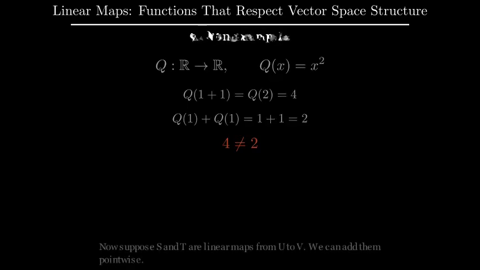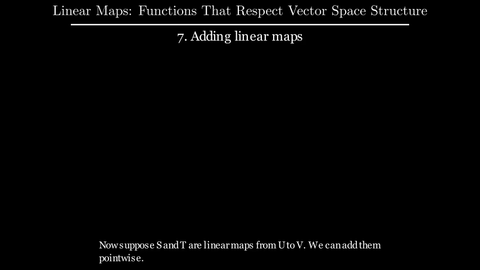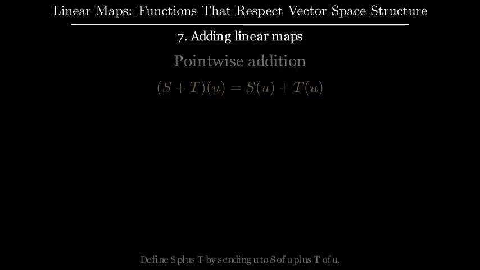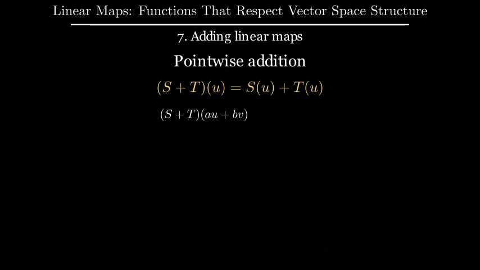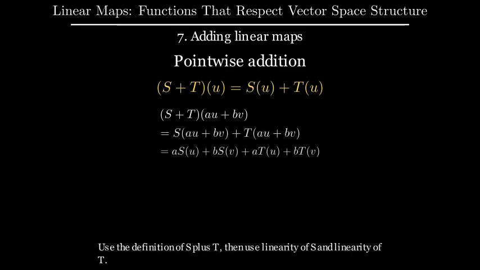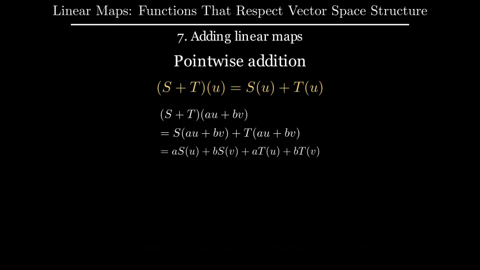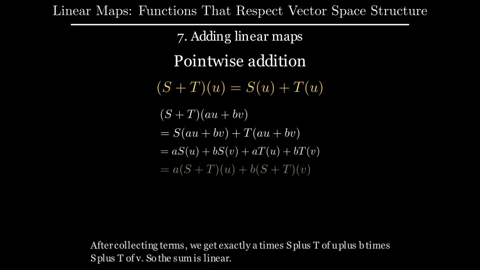Now suppose S and T are linear maps from U to V. We can add them pointwise. Define S plus T by sending u to S of u plus T of u. To check linearity, feed it au plus bv. Use the definition of S plus T, then use linearity of S and linearity of T. After collecting terms, we get exactly a times (S plus T) of u plus b times (S plus T) of v. So the sum is linear.